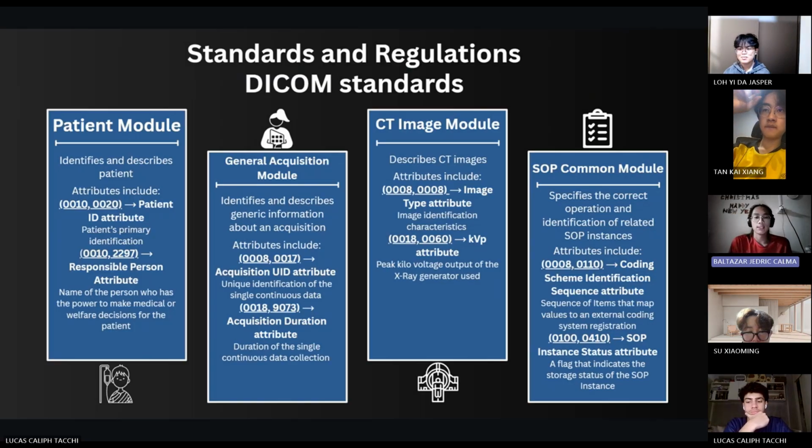The CT image module contains technical details of the images, such as image type and scanning parameters like kVp, which represents the X-ray energy used. The SOP Common module supports correct identification and storage of CT images, ensuring proper system operation. These are some examples of the modules for DICOM standards in CT imaging.